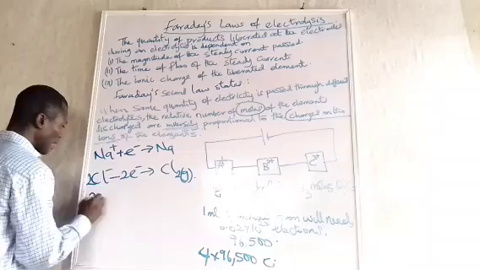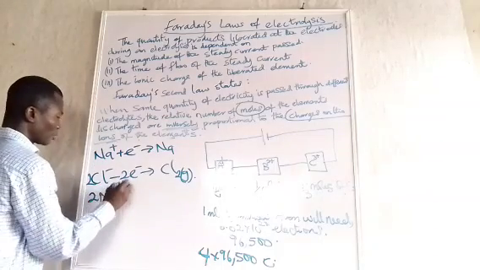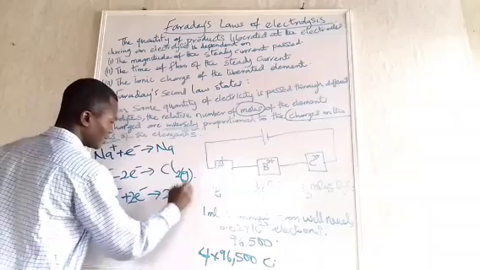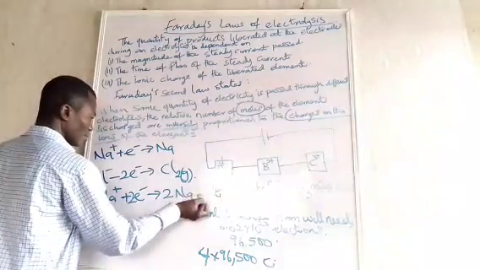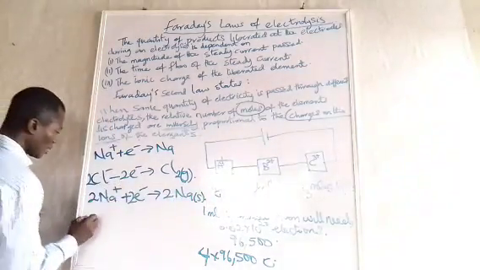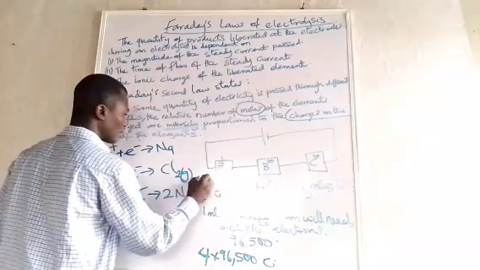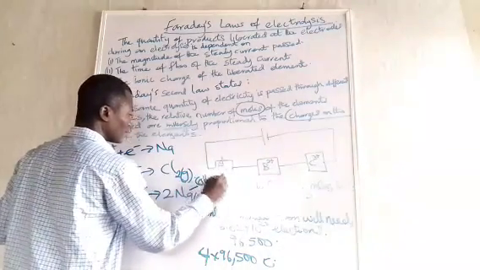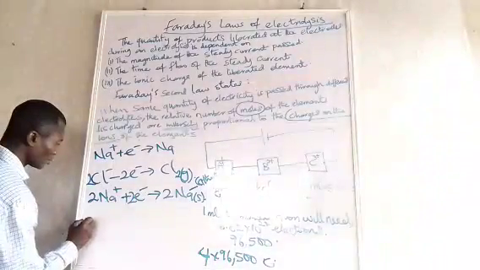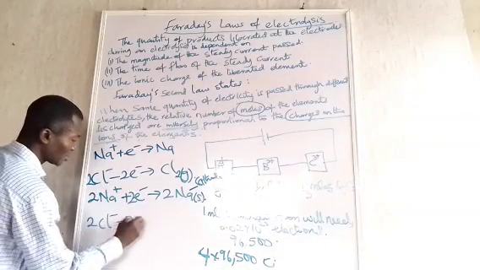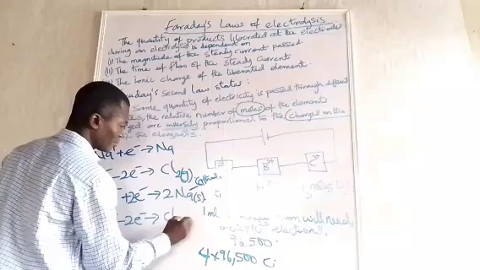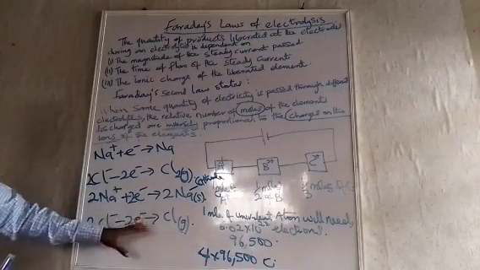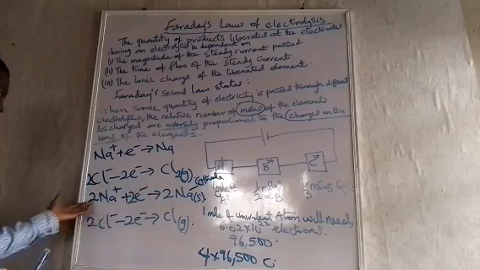So what I'm saying is this. At this place too, we have 2Na+ plus 2e- to give me 2Na, solid or whatever. So this is the cathode. And this one is the anode, so this one will now be 2Cl- minus 2e- to give me Cl2 gas. So you can see, this will balance the equation as we thought.